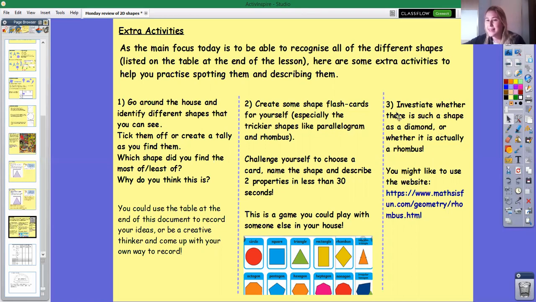And you can investigate, here's an investigation, whether there is such a shape as a diamond or whether it's actually a rhombus. So you might like to use this website to help you. So that link is on Padlet as well.